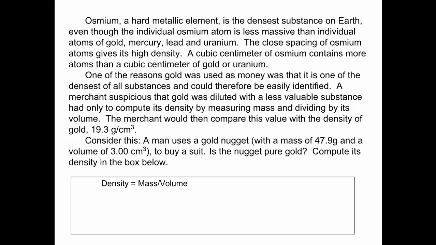Gold is also fairly rare, but there's still enough of it that you could have lots of gold coins, so it's not so rare that you can't have a lot of it. So that's one of the reasons it was used.